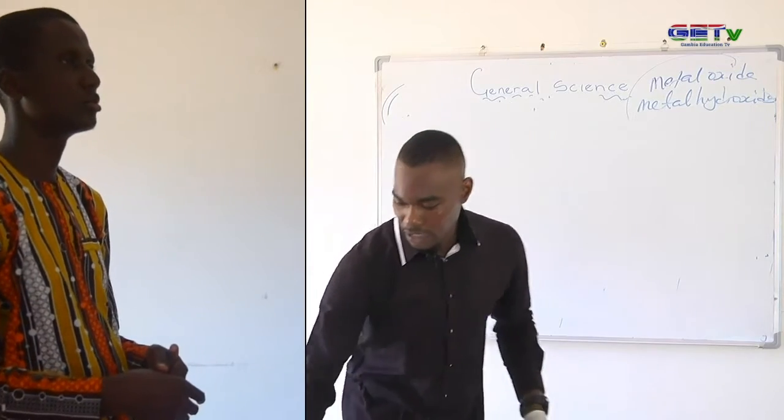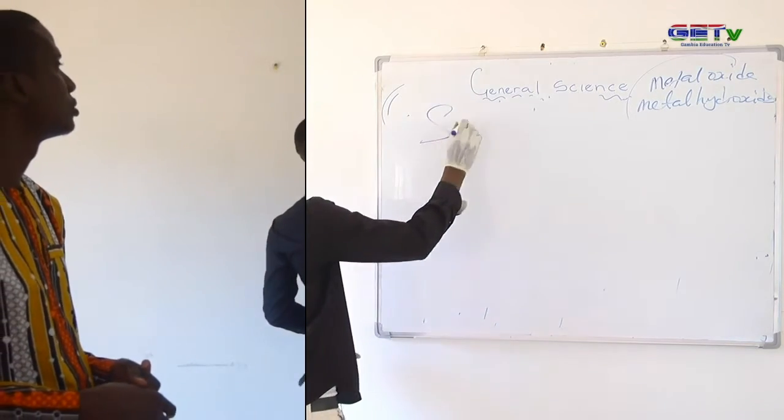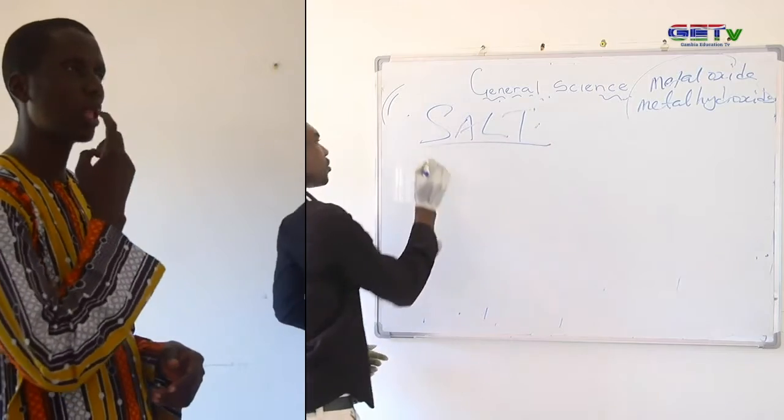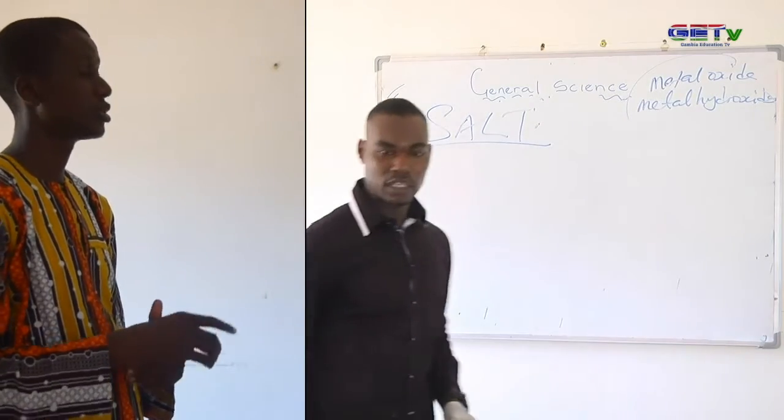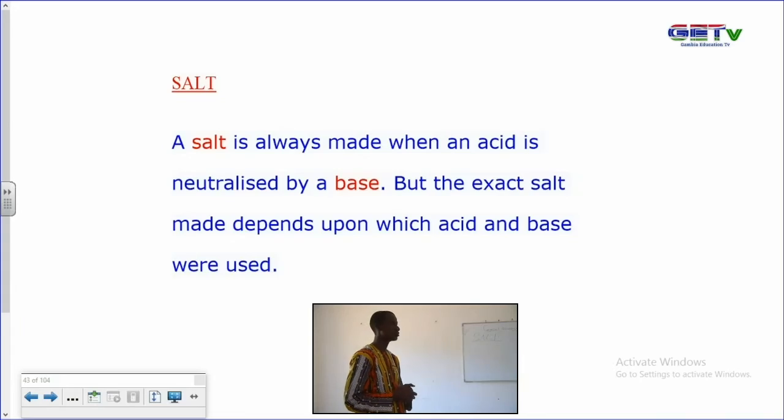Good. So what is a salt in general now? What is a salt? We are all familiar with salts, but the most common salt that we are mostly familiar with is the sodium chloride that we use at home. That is called common salt. But I think from our last lesson, I explained that sodium chloride is not the only type of salt.